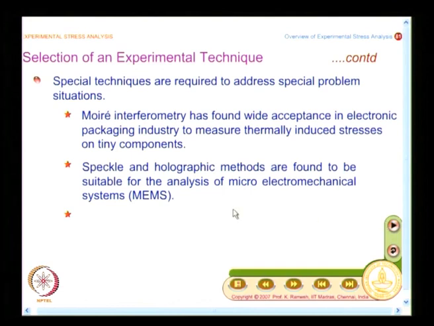And we have seen for MEMS application, speckle and holographic methods are ideally suitable. We have seen a MEMS sensor, how the speckle method could be employed, and we also saw in one of the references they have used a holographic method to study a micro gear rotating at 3,60,000 RPM. So, for MEMS application, if you have the need, then you think of either speckle or holographic methods.